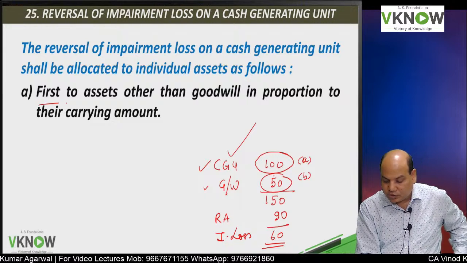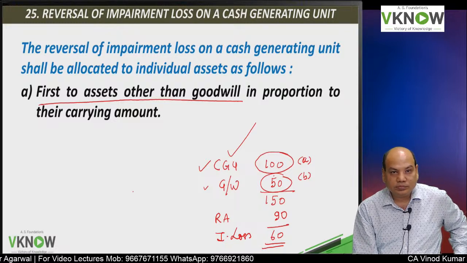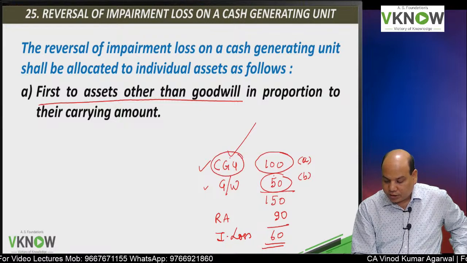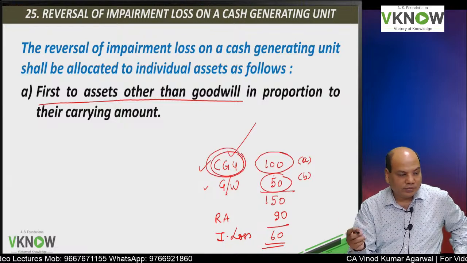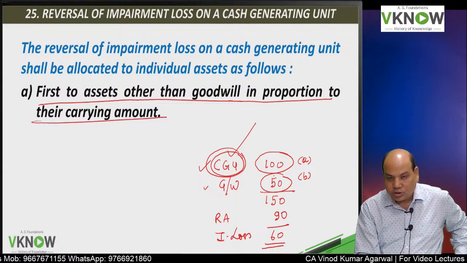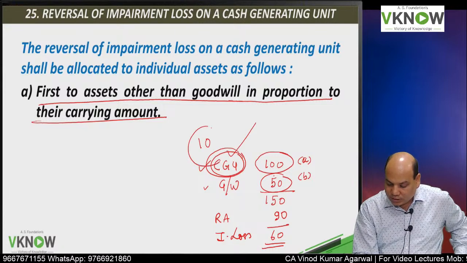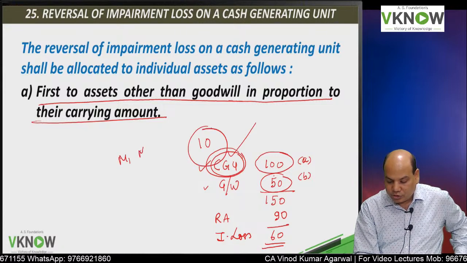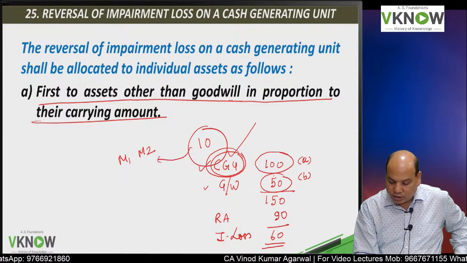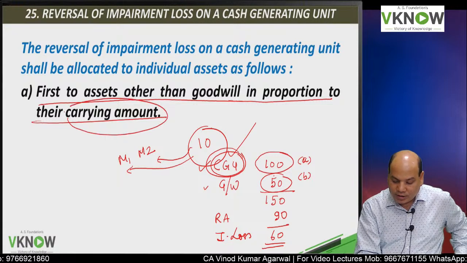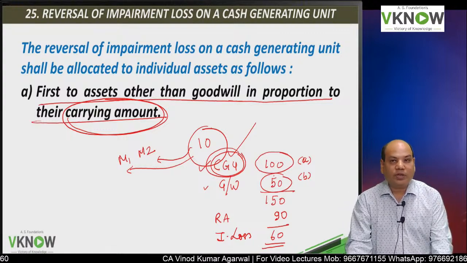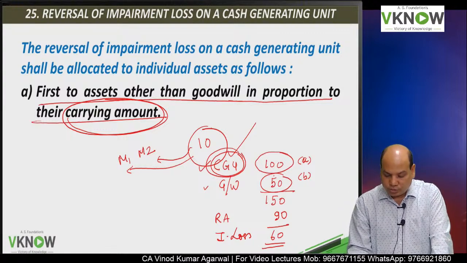So the answer is first to the asset other than goodwill. So that means the CGU. And if the CGU has more than one asset, then in proportion to their carrying amount. So if I have to reverse 10 over the CGU, and the CGU has two assets, M1 and M2, we will allocate in the ratio of their existing carrying amount.